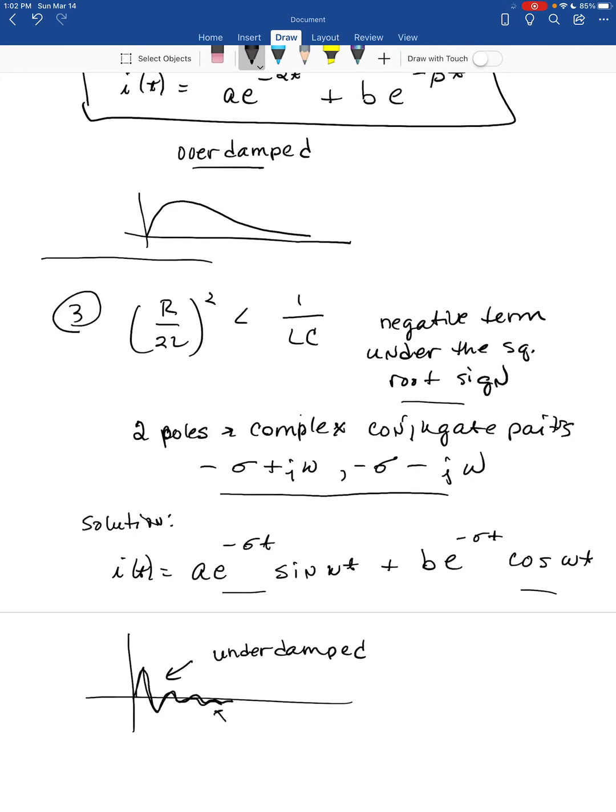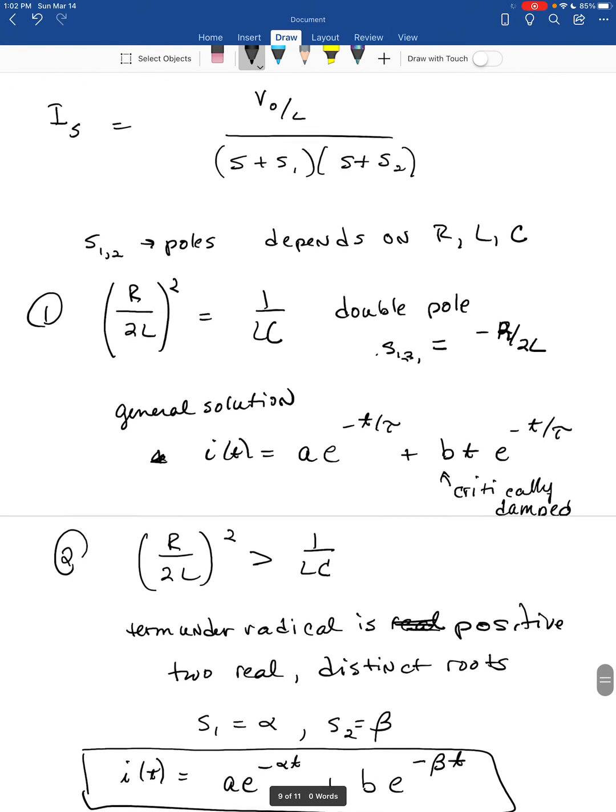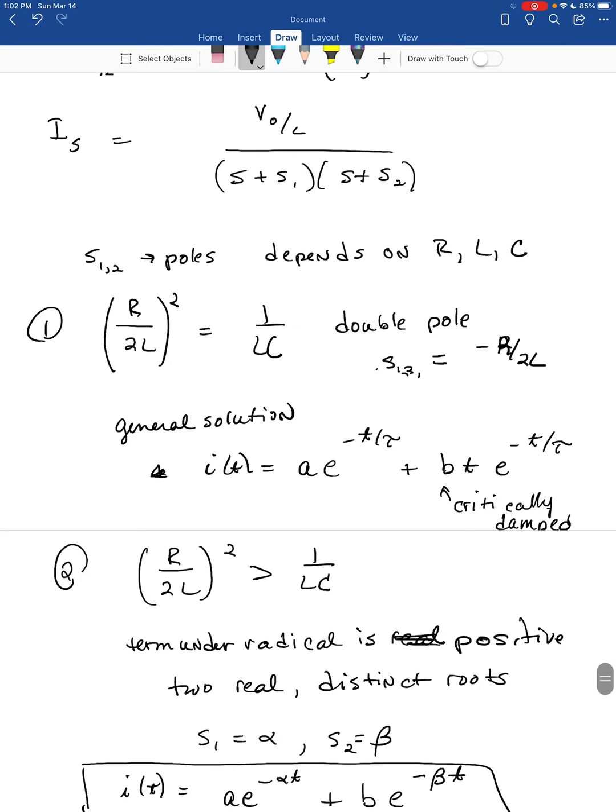Damping occurs due to resistance in the circuit. If you had no resistance in the circuit, then R would be 0, and your solution would be purely sinusoidal. You'd have LC ringing. Because you add the resistance, you begin damping. And so depending on the relative values between resistor, inductor, and capacitor, you can be underdamped, you can be overdamped, or you can be critically damped.